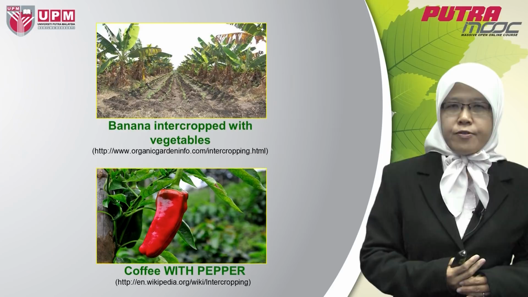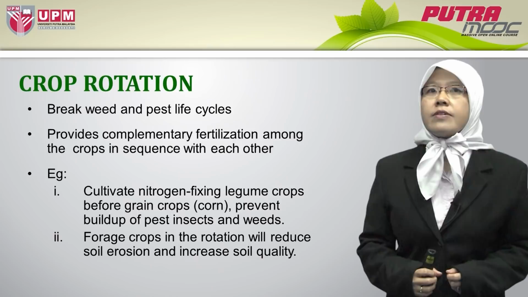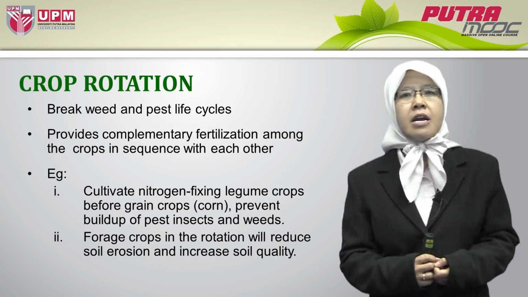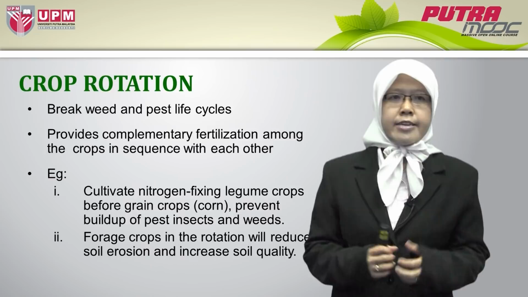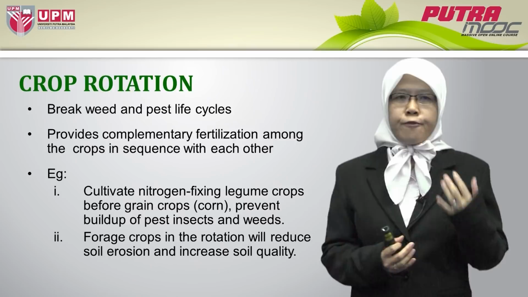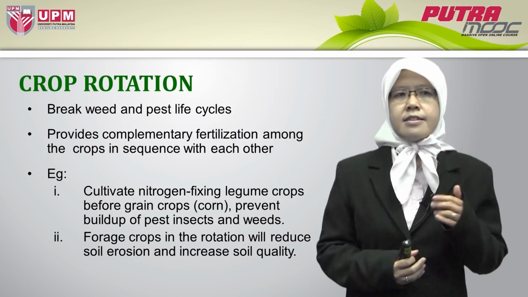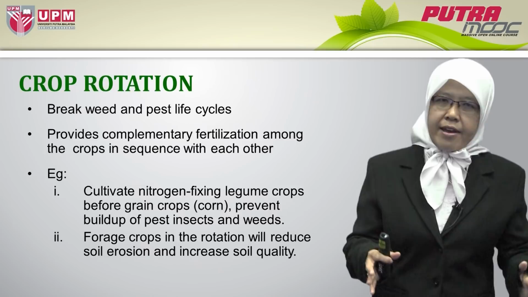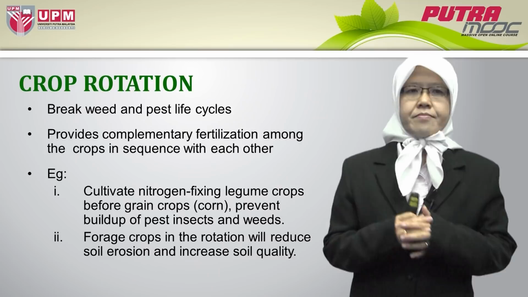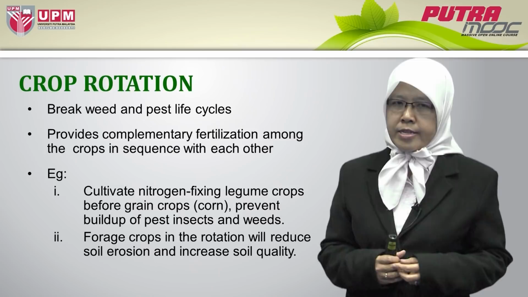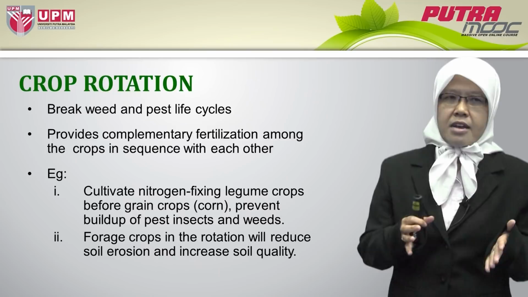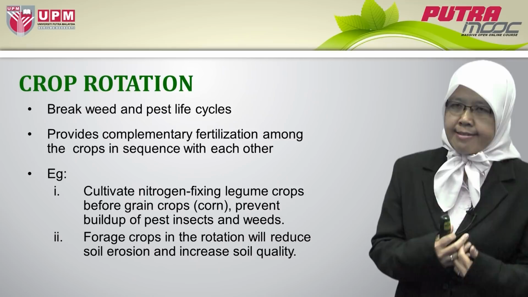The second way to increase the diversity of the farm is crop rotation. The advantages of crop rotation are that it can break weed and pest life cycles, and it also provides complementary fertilization among the crops, because in crop rotation we don't plant the same type of crop in the same area for the next season. For example, you can cultivate nitrogen-fixing legume crops before the corn, and this also reduces the build-up of insect pests and weeds in the area.